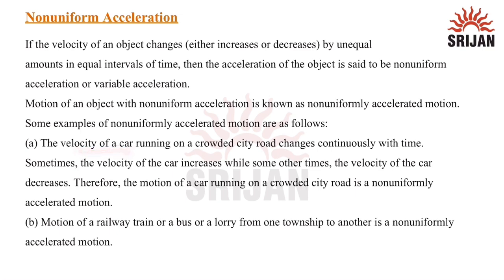First is the velocity of a car running on a crowded city road, which changes continuously with time. Sometimes the velocity of the car increases, while some other times the velocity of the car decreases. Therefore, the motion of a car running on a crowded city road is non-uniformly accelerated motion. Second could be the motion of a railway train or a bus or a lorry from one township to another, which is non-uniformly accelerated motion.